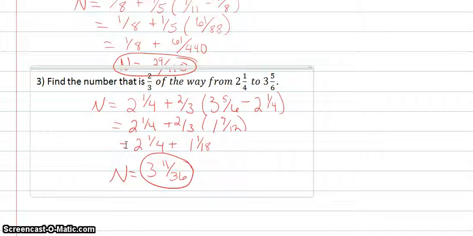So you have some ugly fractions to deal with in this, but it's not too bad because the setup stays the same each time. Hopefully this helps, and if you have any questions, feel free to email me.